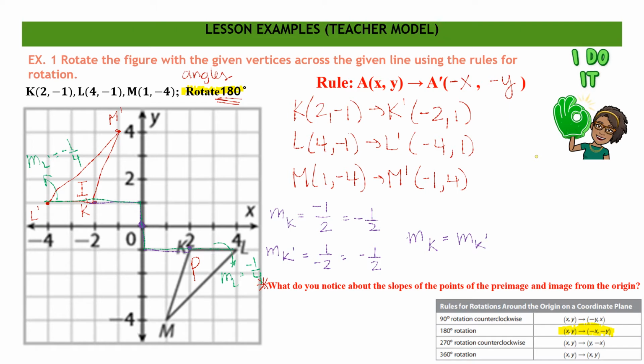Okay, so if I look from K to the origin, and then from K prime to the origin, ladies and gentlemen, I create a straight angle. And that straight angle measure is 180 degrees. So I actually have an angle here that's created. And as you can see, I've rotated this figure 180 degrees along this straight line.